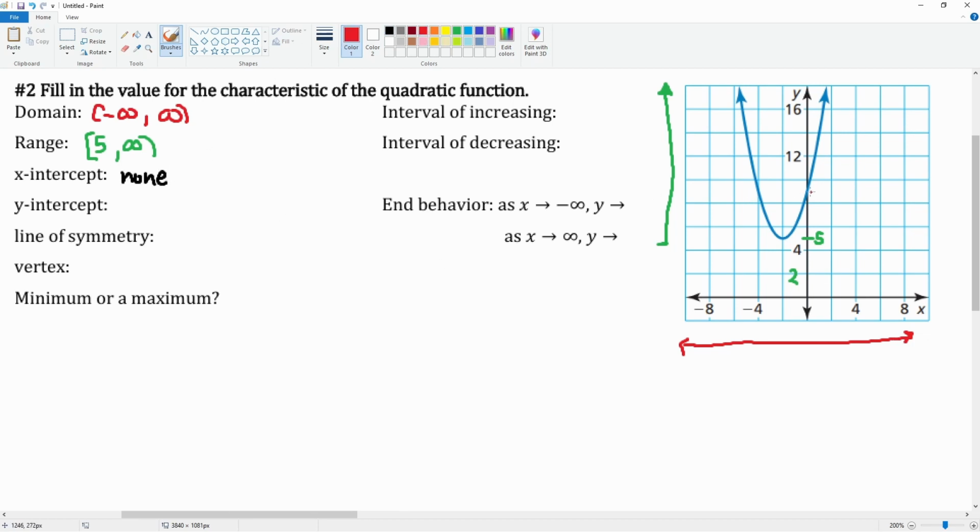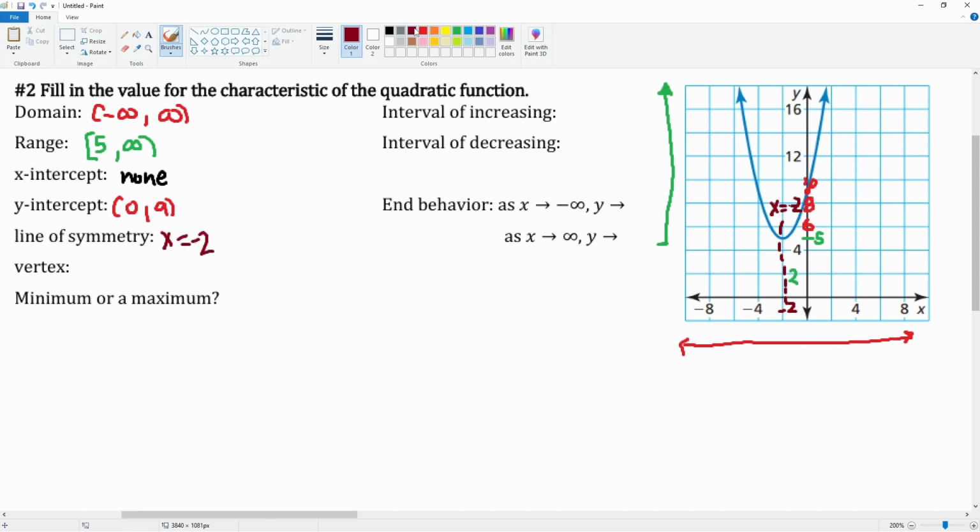And then the y-intercept looks like it's at this point, so this is 4, this is 6, this is 8, and this is 10. Looks like it stops at 9, so 0, 9. The line of symmetry is the line that cuts it down the middle. This looks like it's at 2, so x is equal to -2 would be the line of symmetry.